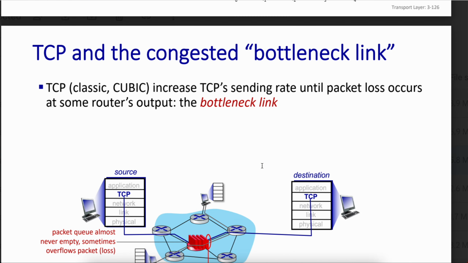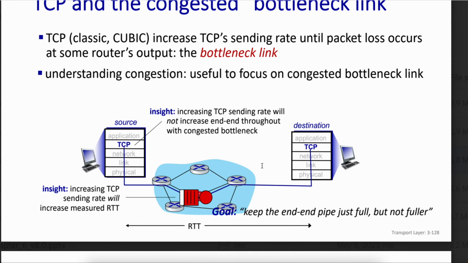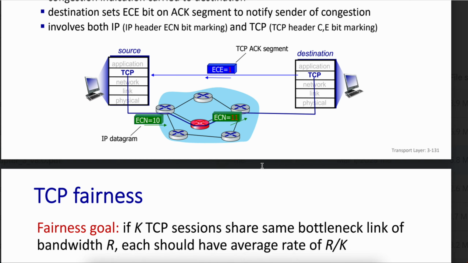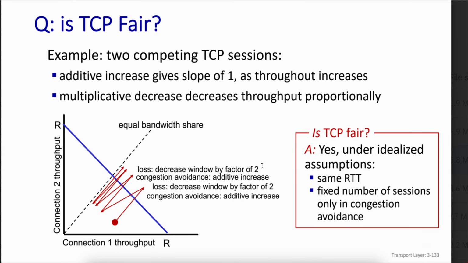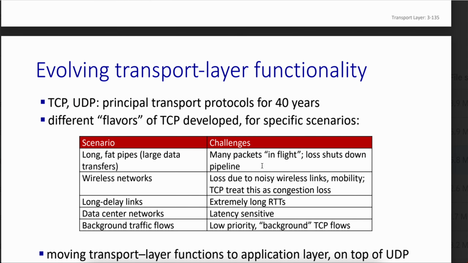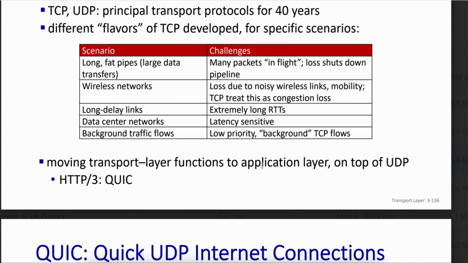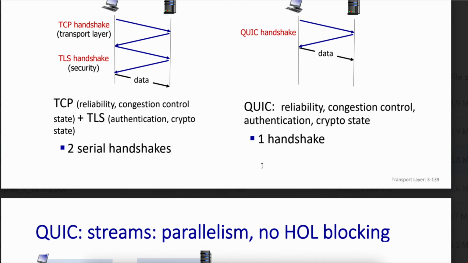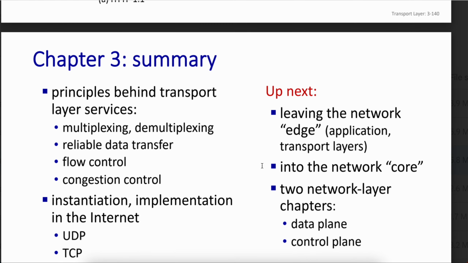These pictures, the network link blocks, are not important. Congestion control details, not important. Yeah, he will ask, does TCP fail? It might be a good question, but you need to figure it out by yourself. This is not important. This is not important.